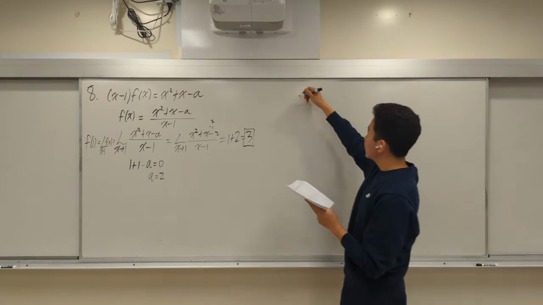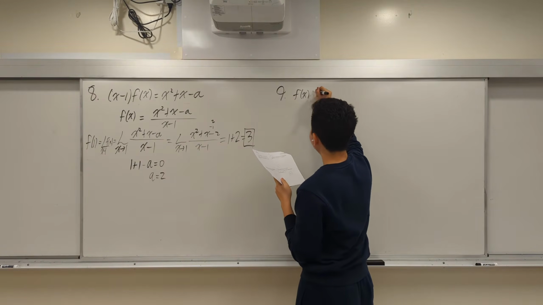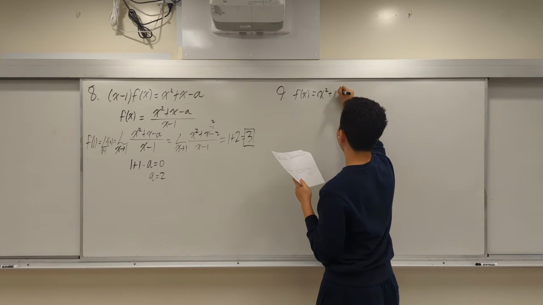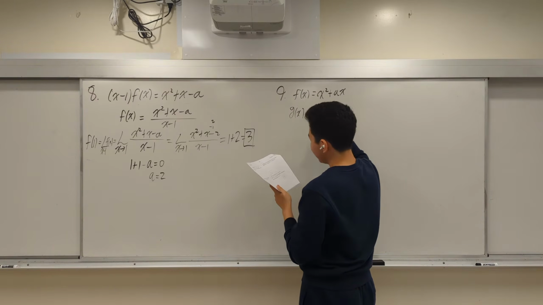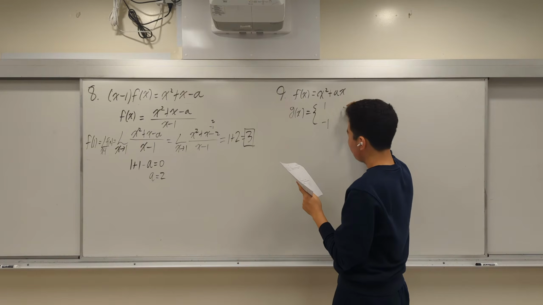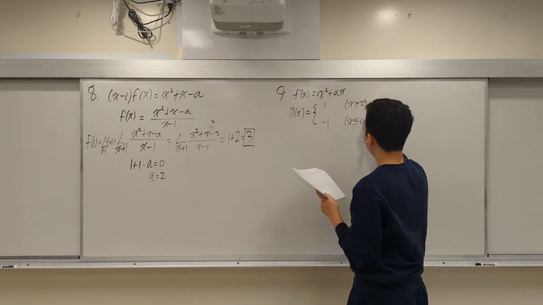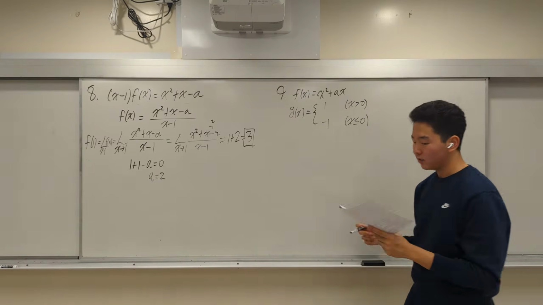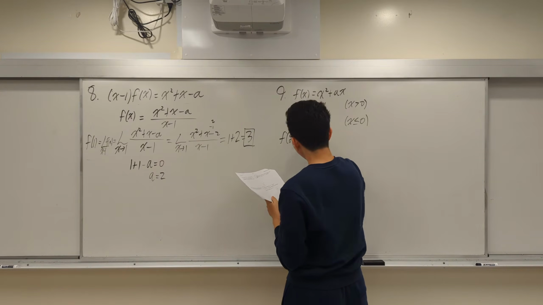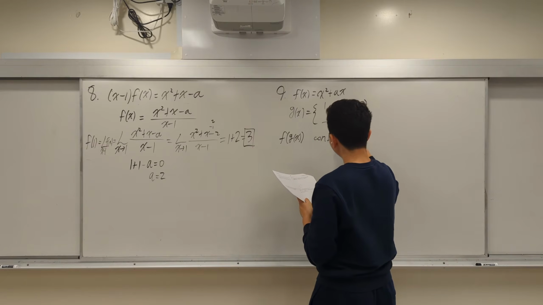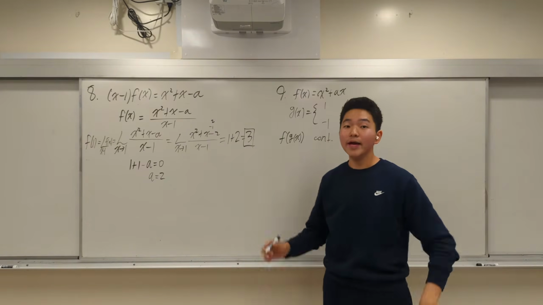Cool. On to number 9. Two functions: f of x equals x squared plus ax, and function g of x is defined as 1 when x is greater than 0, and negative 1 when x is less than or equal to 0. Find constant a so that the composite function f of g of x is continuous at x equals 0. Okay, so g of x is obviously not continuous at x equals 0, and that creates a potential point of discontinuity.